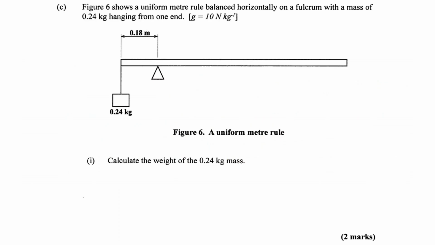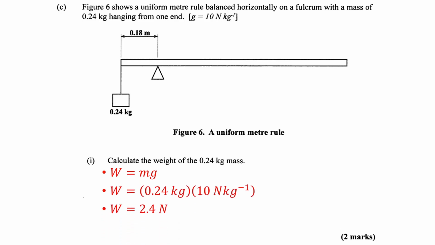Part C, figure 6 shows a uniform meter rule balanced horizontally on a fulcrum with a mass of 0.24 kilograms hanging from one end. g is equal to 10 newtons per kilogram. Part 1 of part C, we're to calculate the weight of the 0.24 kilogram mass. So weight is equal to mass times gravitational field strength, W equals mg. 0.24 kilograms multiplied by 10 newtons per kilogram will give you 2.4 newtons.